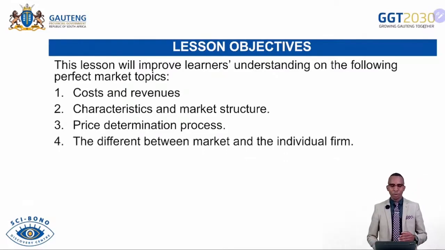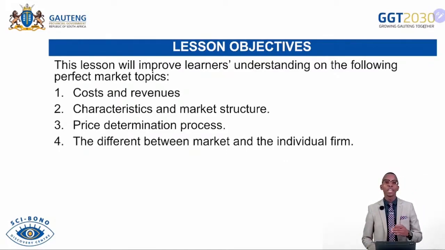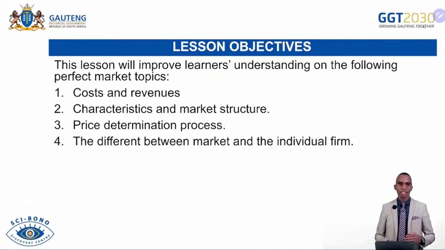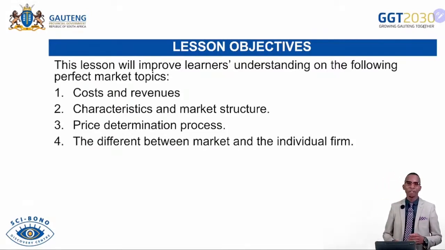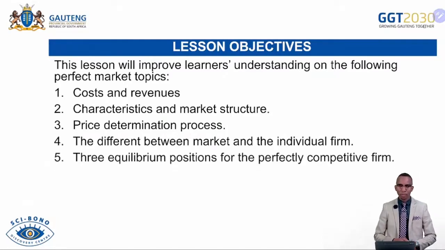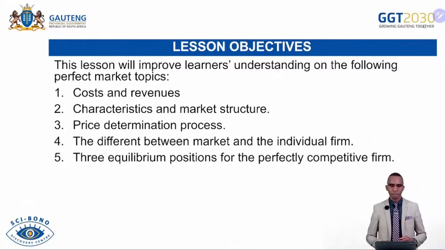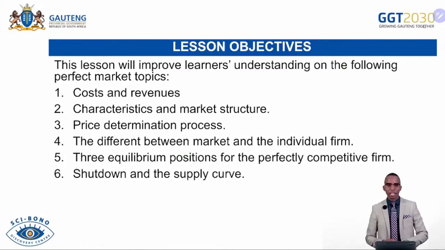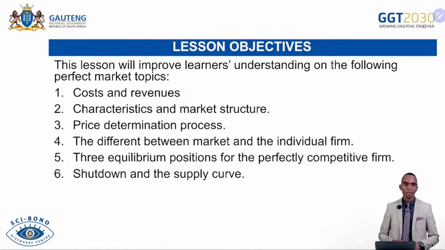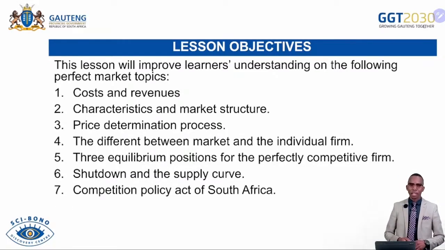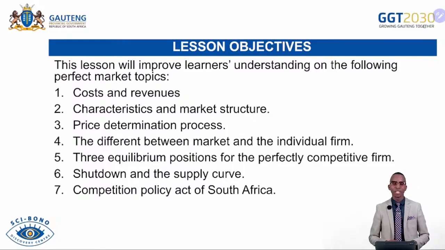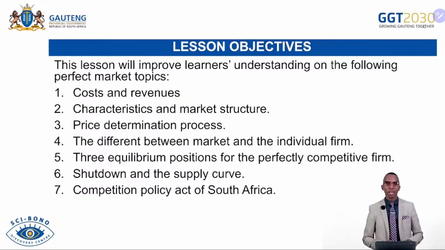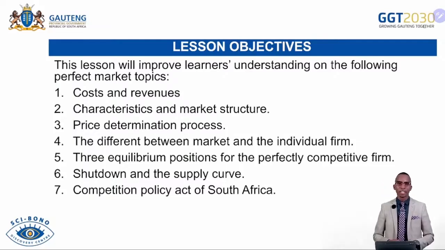And then the difference between the market and the individual firm will be explained to you so that we get a clear understanding in case you come across a question to give the difference between the two. Also, 3 equilibrium positions for the perfect competitive firm will be discussed in this lesson. The shutdown point, as well as the supply curve, will be discussed. The Competition Policy Act of South Africa, its objectives, its benefits, as well as the failure and the success will also be discussed.